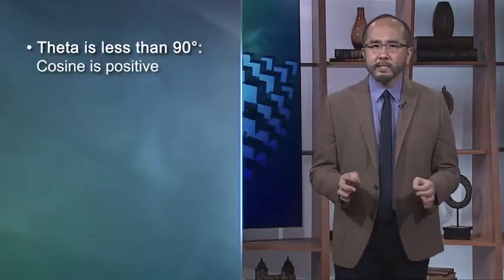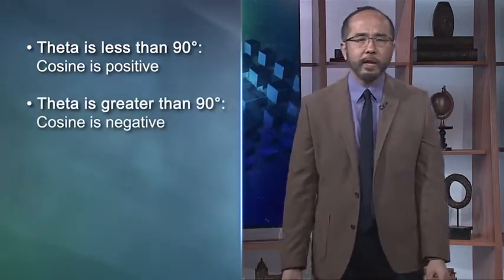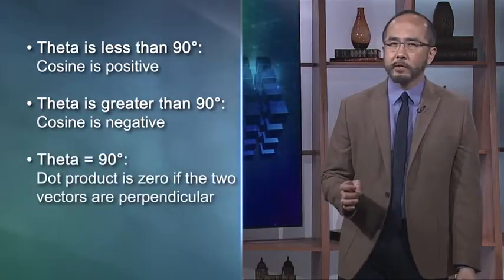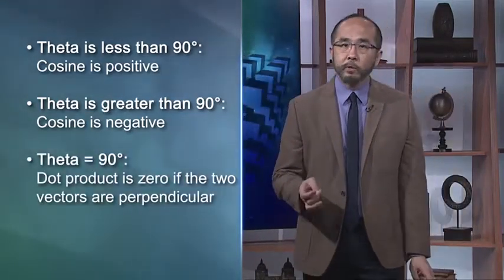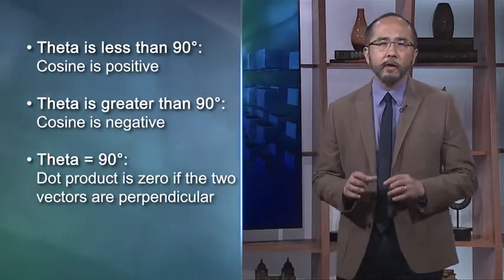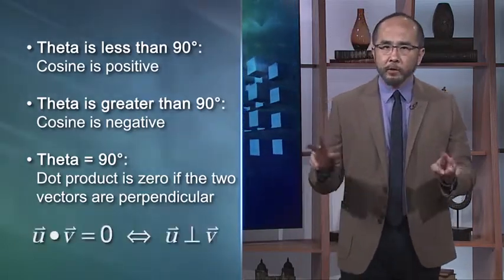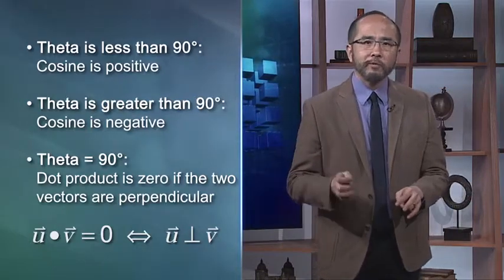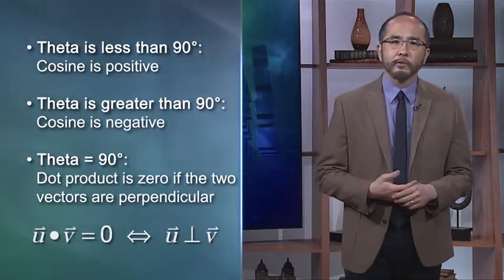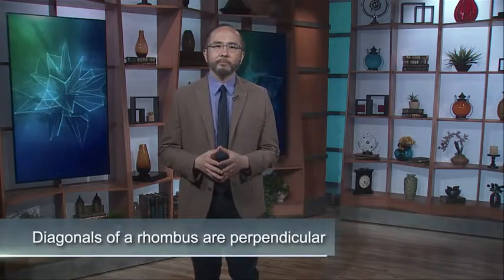So if theta is less than 90 degrees, the cosine will be positive, and if it's greater than 90 degrees, the cosine will be negative. And when theta equals 90 degrees exactly, we see the most important property of the dot product. For non-zero vectors, the dot product is 0 if and only if the two vectors are perpendicular. The if and only if here means two statements are equivalent. Each one implies the other. As a nice application, we can use vectors to give a proof of the geometry theorem that says diagonals of a rhombus are perpendicular.